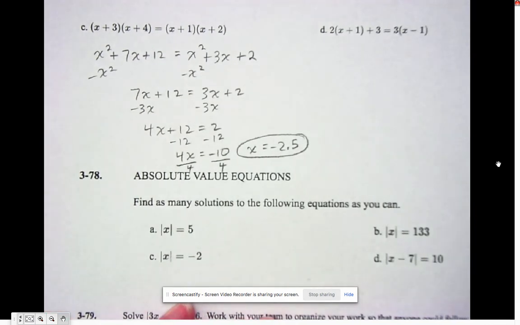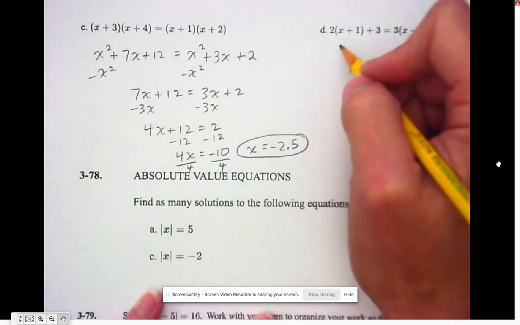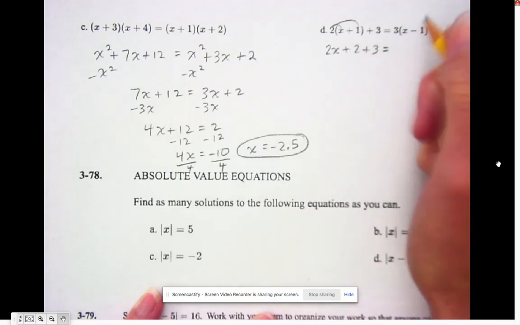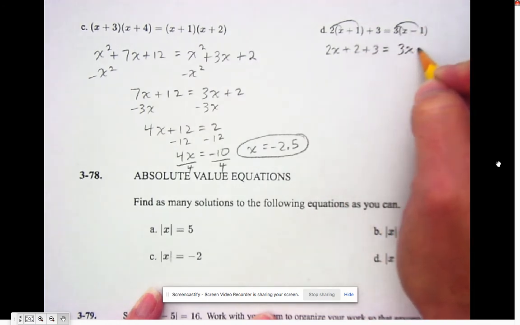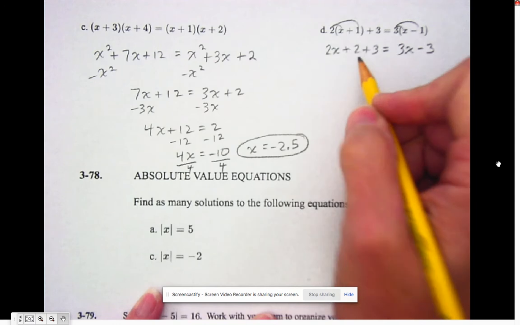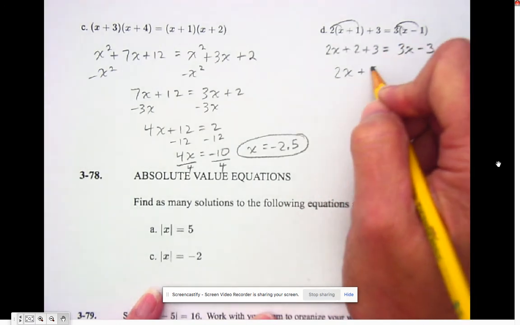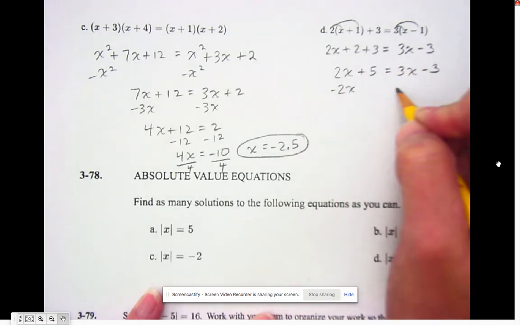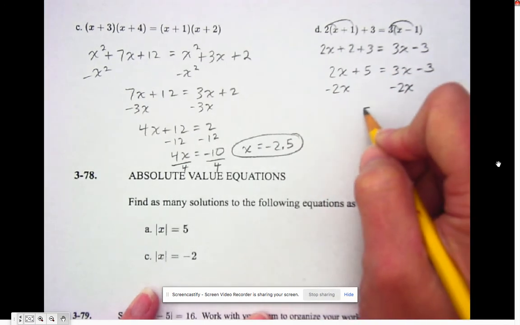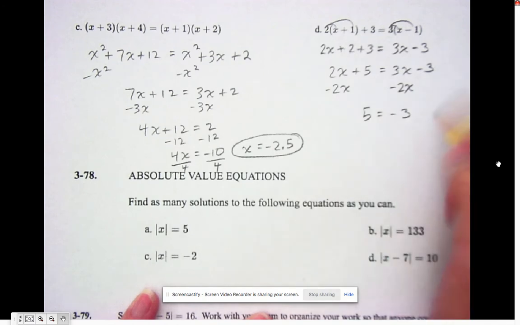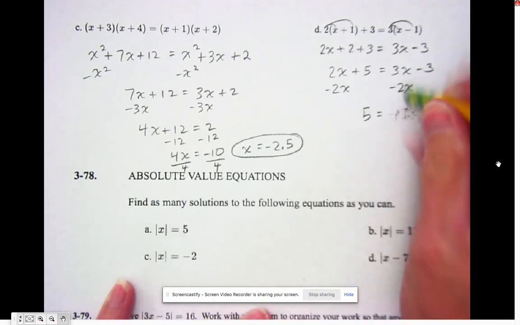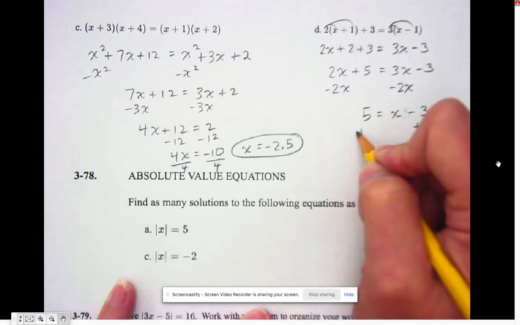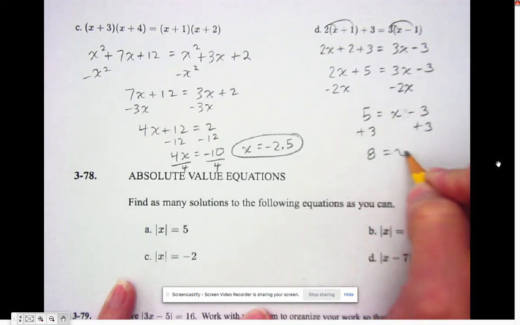Okay, so let's try this one. Okay, distributive property. So 2x plus 2 plus 3 is equal to 3x minus 3. I think I'm going to simplify this first. So I get 2x plus 5 is equal to 3x minus 3. I'm going to subtract 2x from both sides. So I get 5 is equal to... oops, 5 is equal to x minus 3. Sorry about that. I'm going to add 3 to both sides. So I should have gotten x is equal to 8.